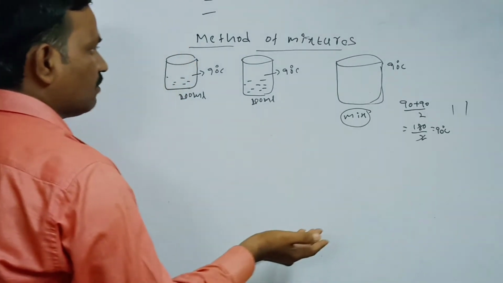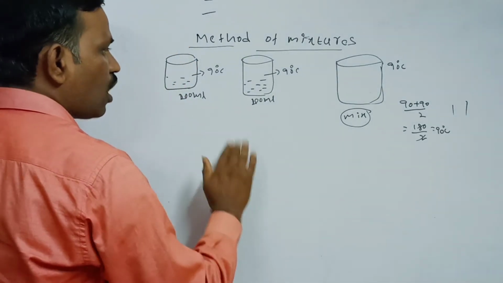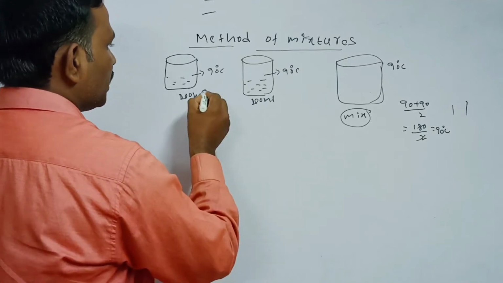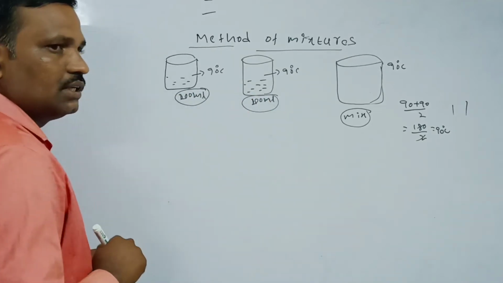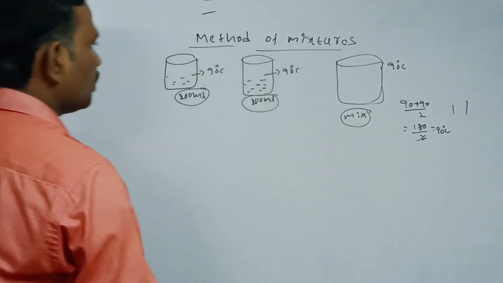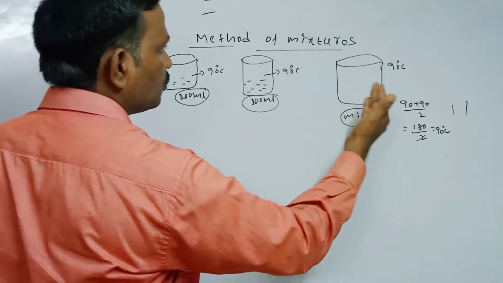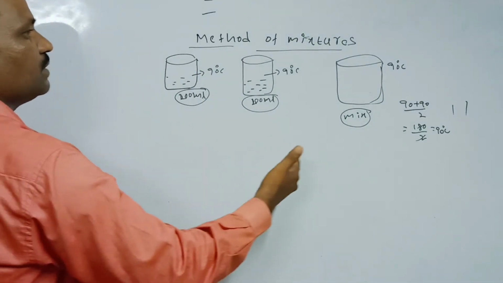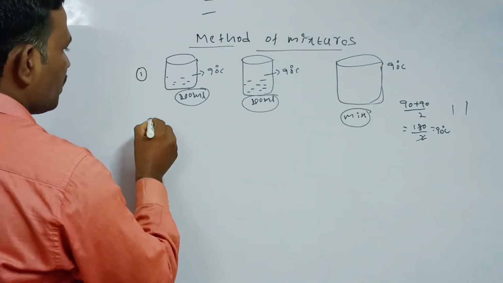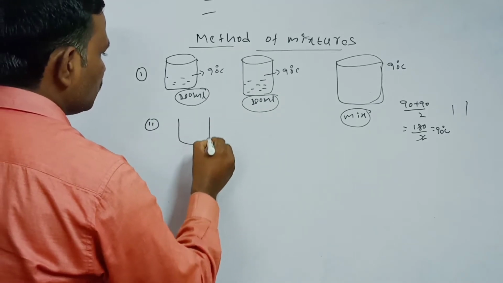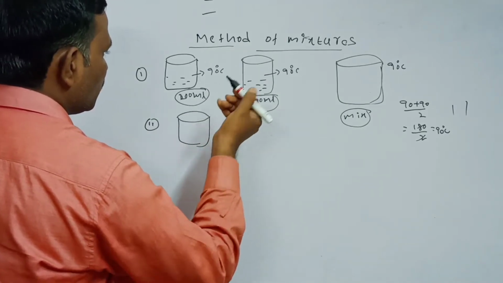Why are we taking the average? Here the masses or volumes are equal. Generally we can call these volumes because we are measuring in ml. So here the volumes are equal, so we have to take the temperature of the mixture as the average. This is situation 1. In the second situation, we have another concept.